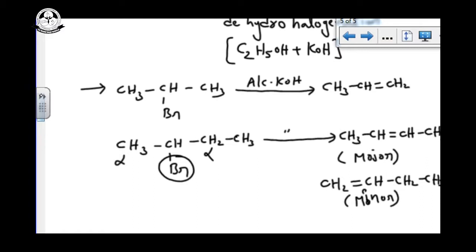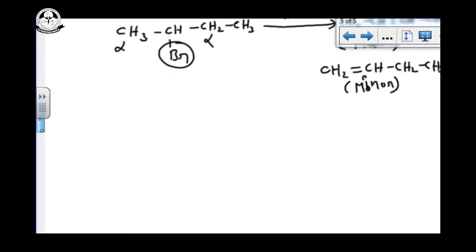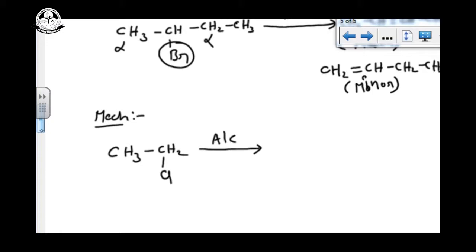See the mechanism for this reaction, and some facts we want to discuss here. Mechanism for the reaction: a simple alkyl halide, CH3CH2Cl. Now I am adding alcoholic potash.